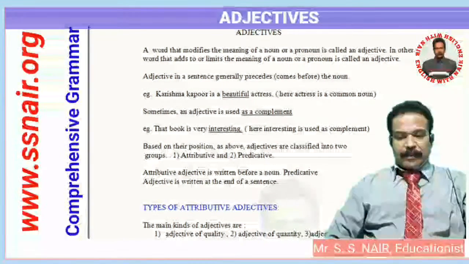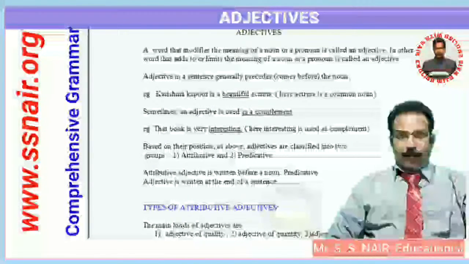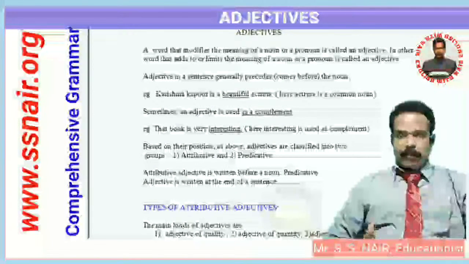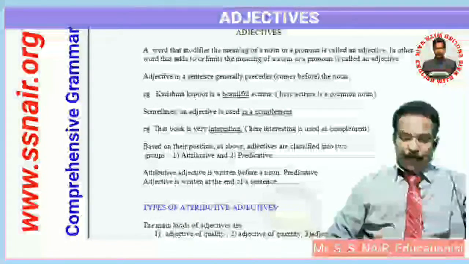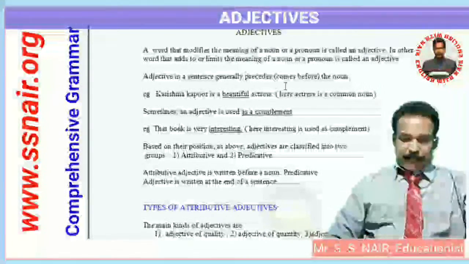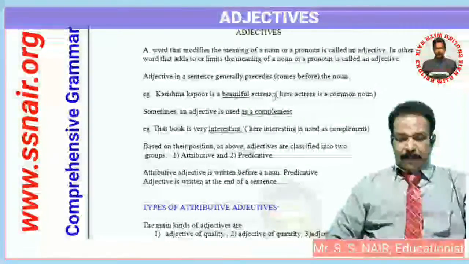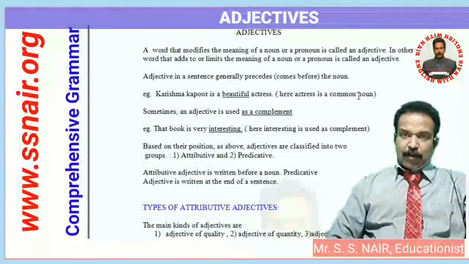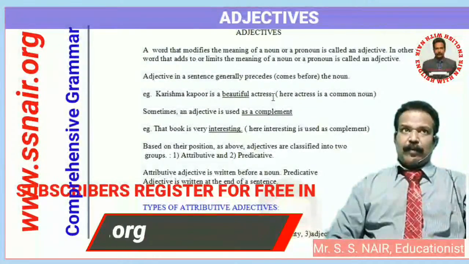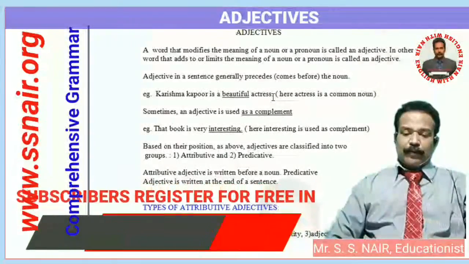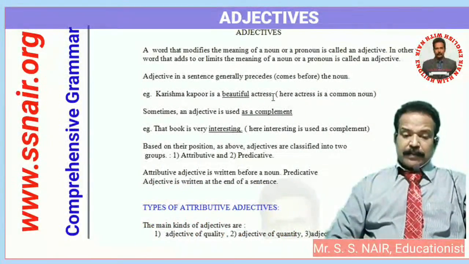Adjective in a sentence generally comes before the noun. So as you know, it is mostly before noun. Precedes means before. Adjective in a sentence generally comes before the noun. Example, Karishma Kapoor is a beautiful actress. Here actress is a common noun. So it's not necessary that adjectives are used only before proper noun. It could also be used before common noun. In this sentence, Karishma Kapoor is a beautiful actress. Beautiful is an adjective and actress is a common noun.